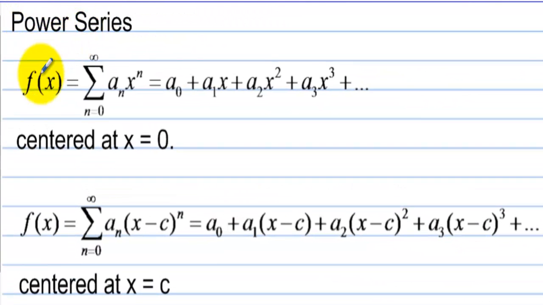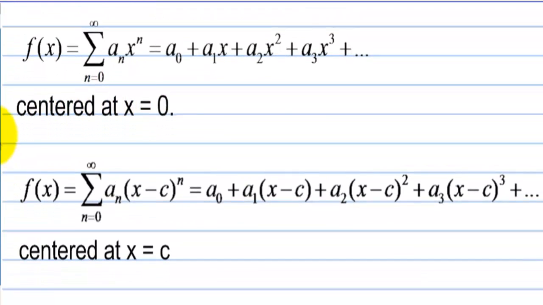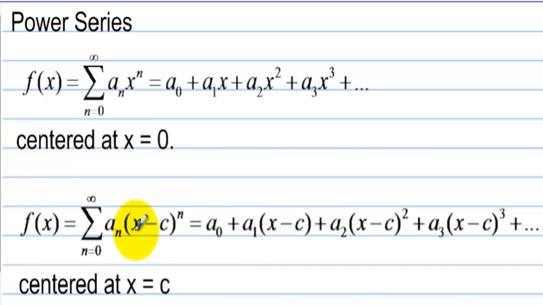Power series: f of x is the sum from 0 to infinity of a sub n x to the n. That's a sub 0 plus a sub 1 x plus a sub 2 x squared plus a sub 3 x to the third. So you have the powers of x. This is what you get when it's centered at 0. Then when you center the power series at something other than 0, the x's become x minus whatever you're centering it at. So this would be centered at c.